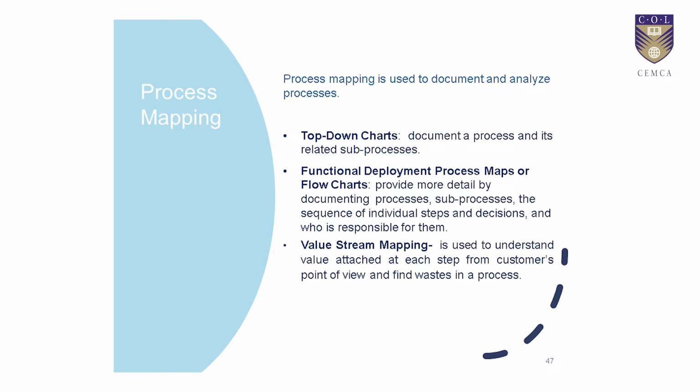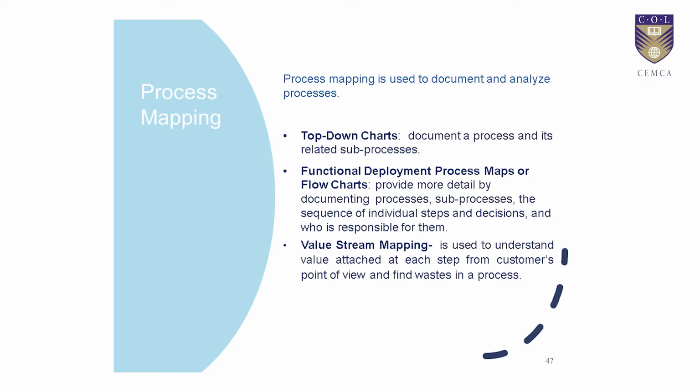The third type of process mapping method is called the value stream map. Value stream map is one of the most widely used and most effective process mapping methods. We'll talk about value stream mapping in detail in the coming session.